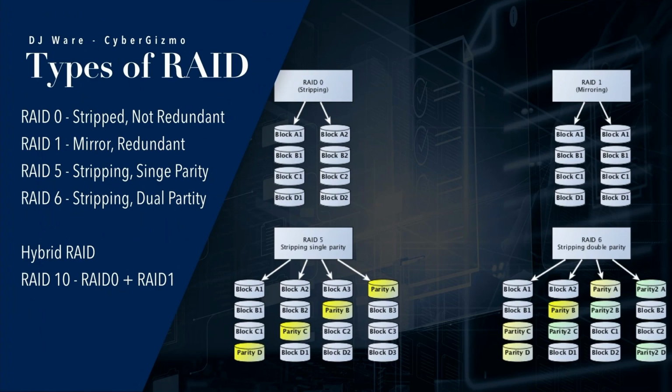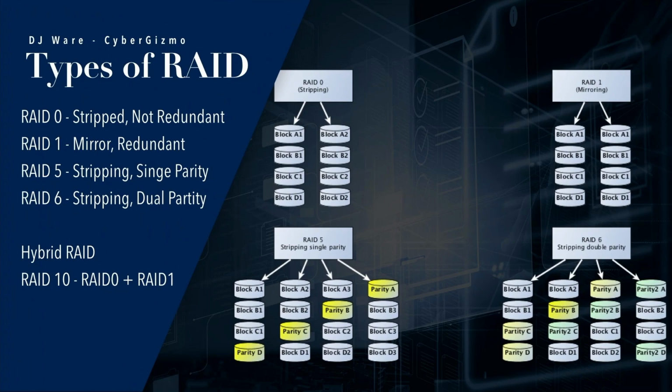RAID 5 uses striping across at least 3 drives, and it does single parity, which means that there is one copy of the metadata on each drive. So if you lose one drive, you are able to recover.